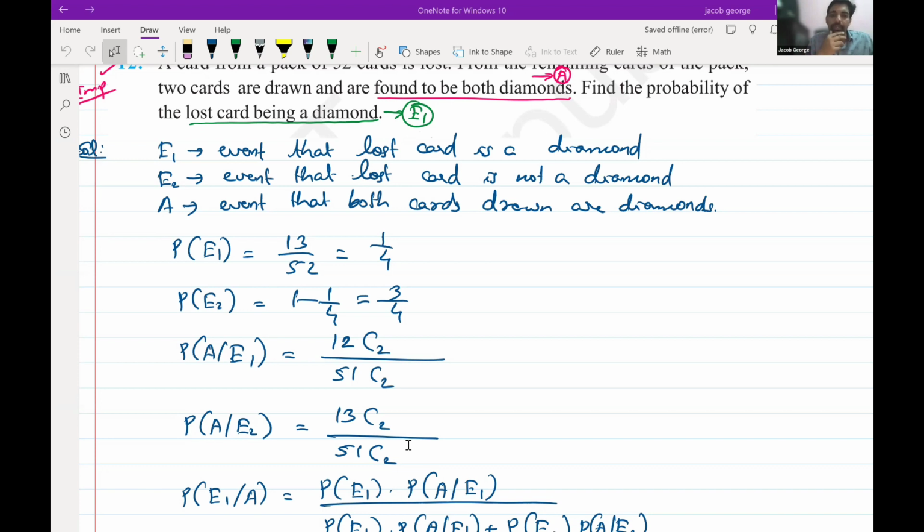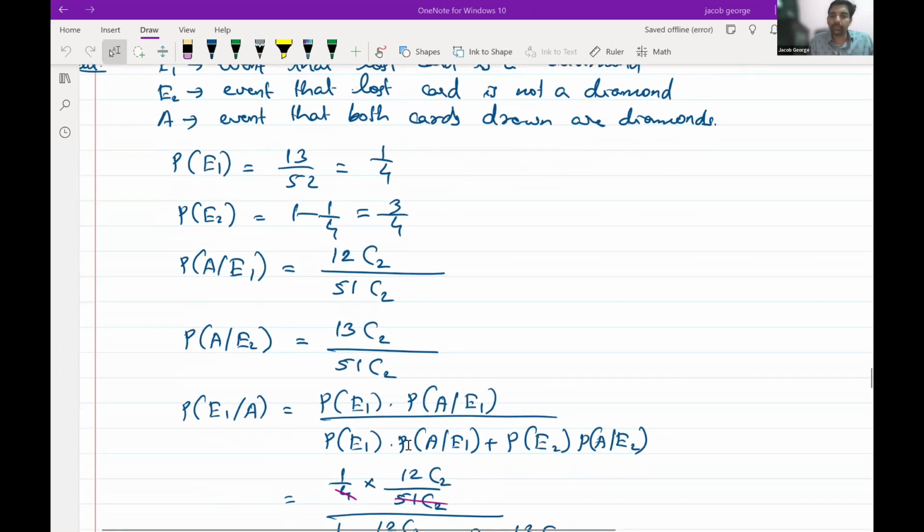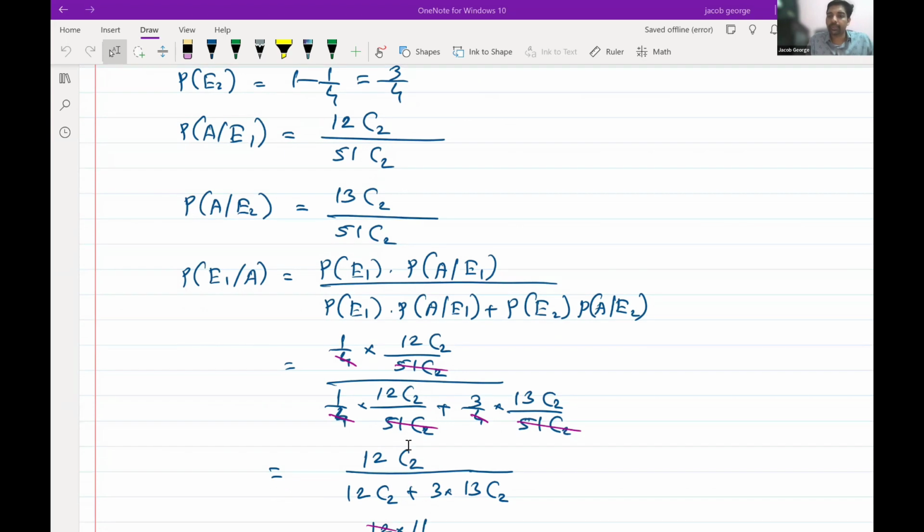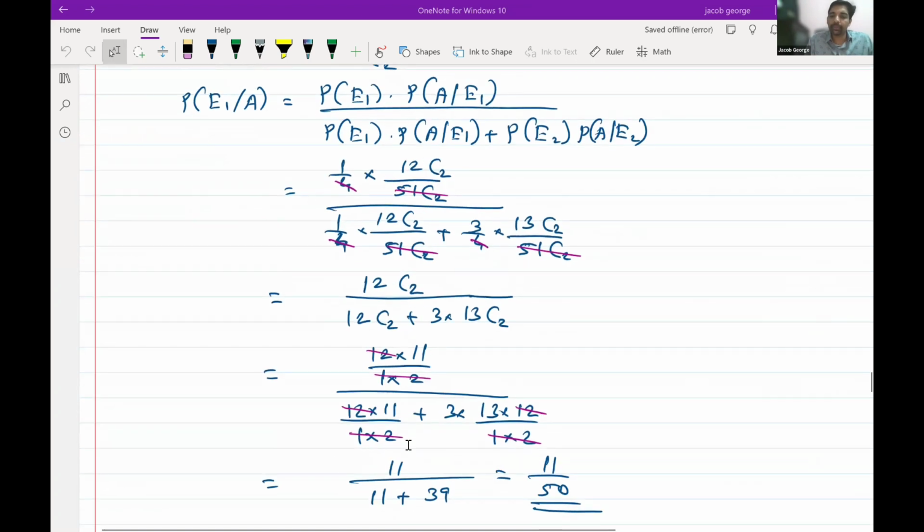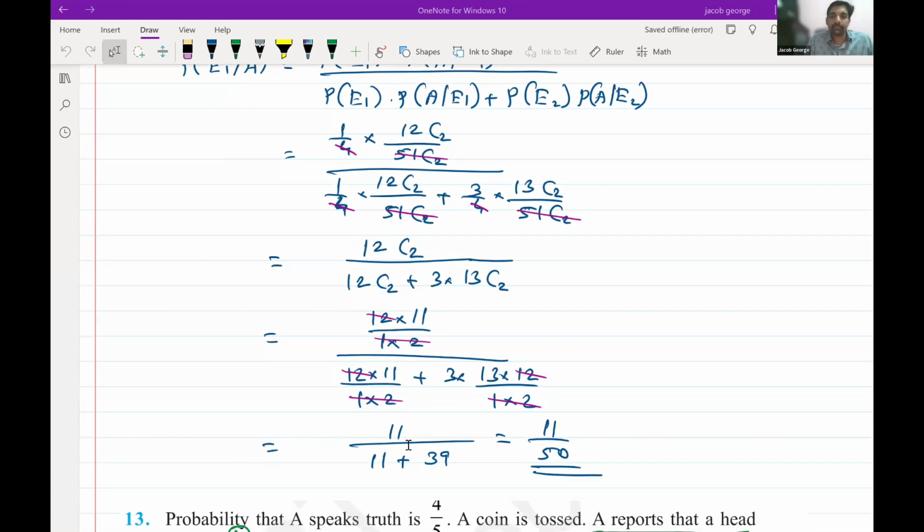This question is more important because of the combination. Is it clear, that combination taken? Then you write down the formula: P of E1 given A is P of E1 into P of A given E1, upon P of E1 into P of A given E1 plus P of E2 into P of A given E2. Then we substitute, simplify like this and get the answer.